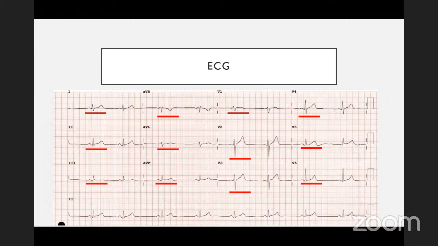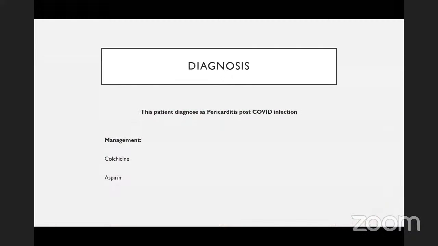This is his ECG at the time of admission, showing diffuse ST elevation with some PR interval depression in some of the leads. With this history and this ECG finding, the possibility of pericarditis is raised and the patient was diagnosed as pericarditis post-COVID infection, and he received the management of pericarditis. He got colchicine and aspirin at that time, and he is following with cardiology after that.